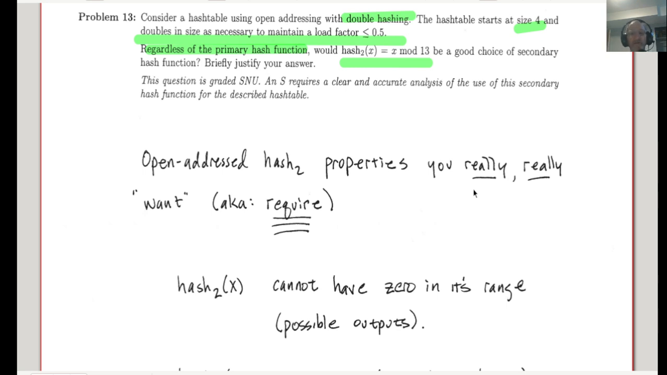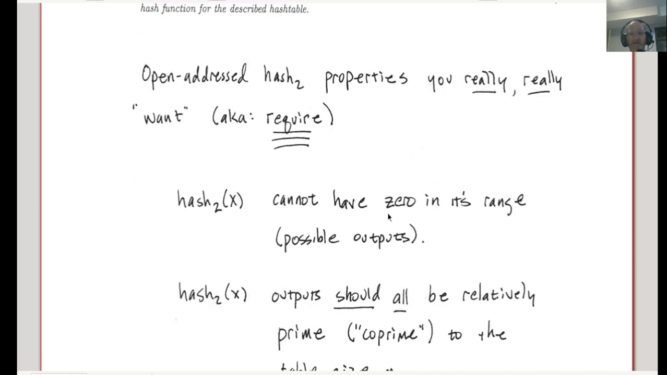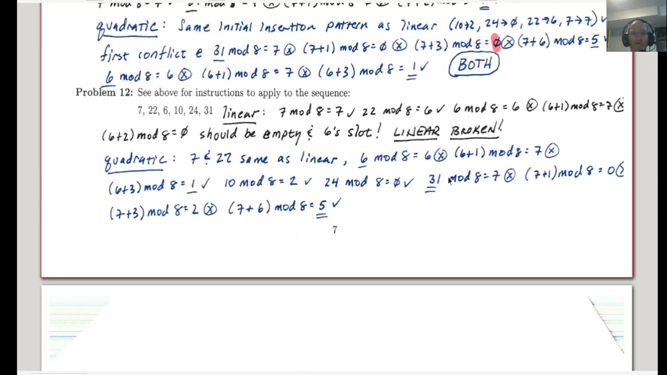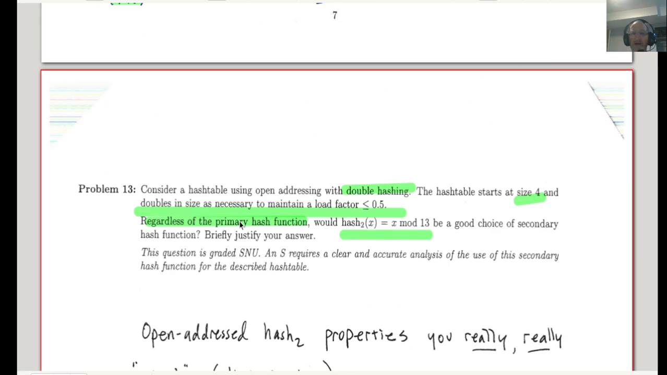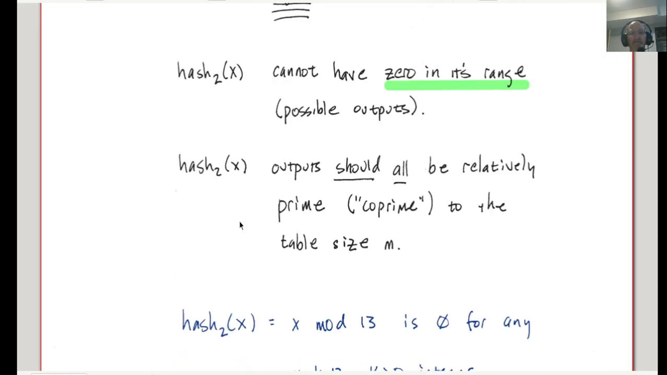You want the hash2 to never have 0 in its range, so it cannot produce the value 0. Why is that? If we roll back to the previous one, when we're doing the collision resolution and adding on multiples of that hash value, if we're adding on multiples of 0, we'll never change. We'll get a collision at 7, and then we'll test 7 plus 1 times 0, and that'll be 7, and then 7 plus 2 times 0, and that'll be 7. We'll never check any other table slots. So that would be a bad idea. We really don't want 0 in the range.